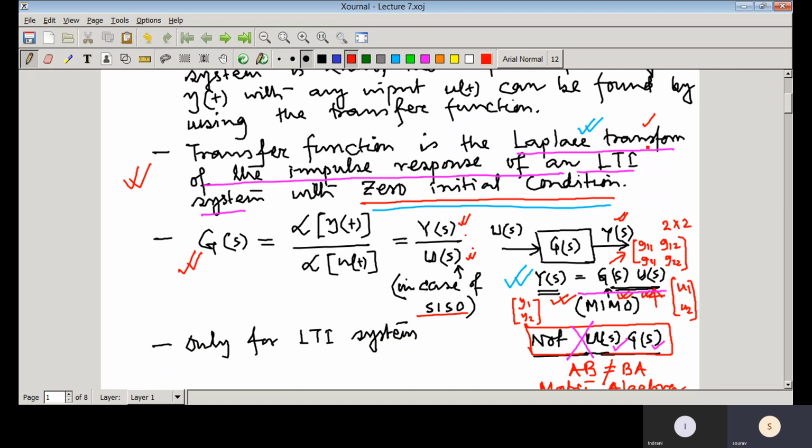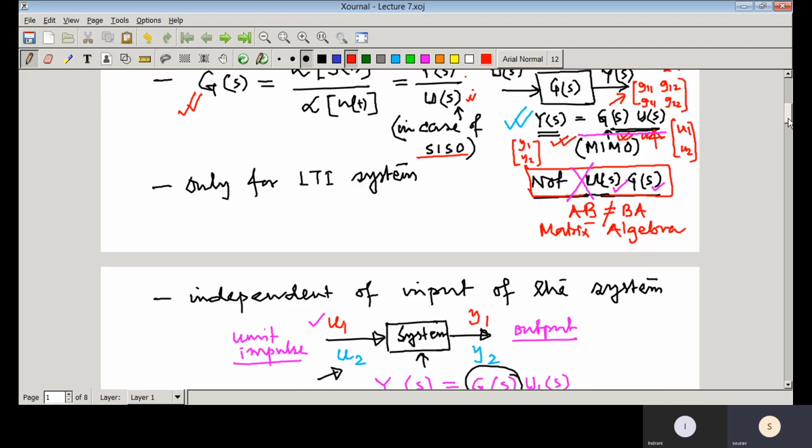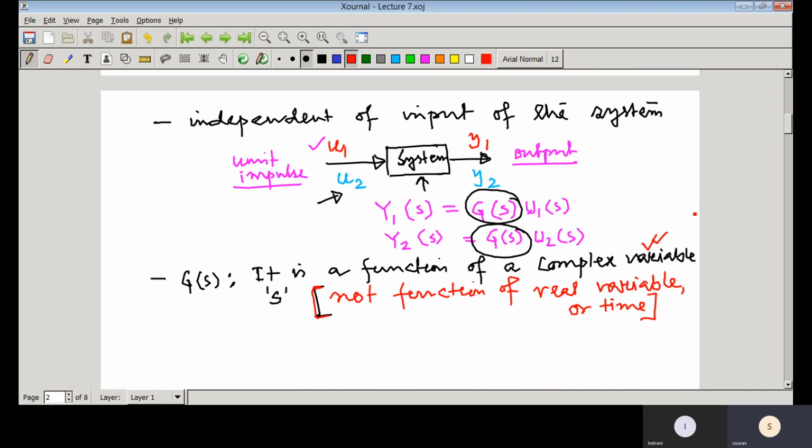So the general definition is, this is the Laplace transform of the impulse response of an LTI system with all zero initial conditions. That means if you consider some non-zero initial condition, you cannot have the transfer function modeling. And it is a function of the complex variable s, and it is independent of input. You should not be confused with that. If you think that whenever you change inputs, every time you will get a different transfer function, it is not so. The reason is the system dynamics remain the same, and if you represent the transfer function in algebraic form, that is Y1(s) equal to G(s) into U1(s) and Y2(s) equal to G(s) into U2(s), this G(s) basically gives you the relationship between the input variable and the output variable, and it is in the Laplace domain.